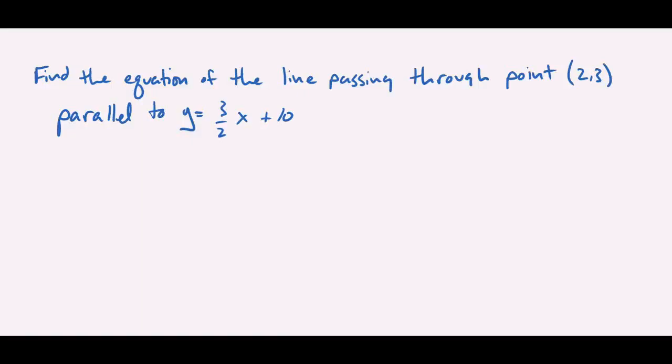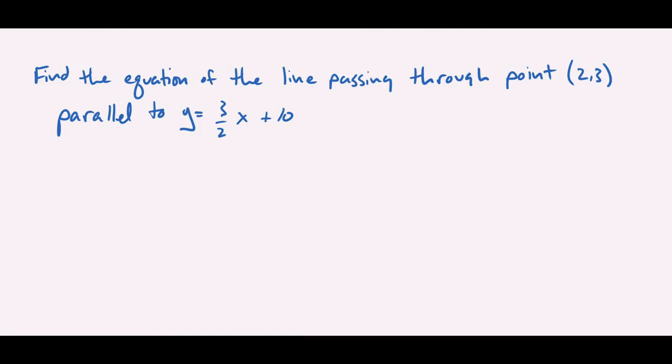Find the equation of the line passing through the point (2, 3) parallel to y equals 3 over 2x plus 10. If you want to give the problem a shot before I move on, go ahead and pause the video and see if you can come up with the equation.